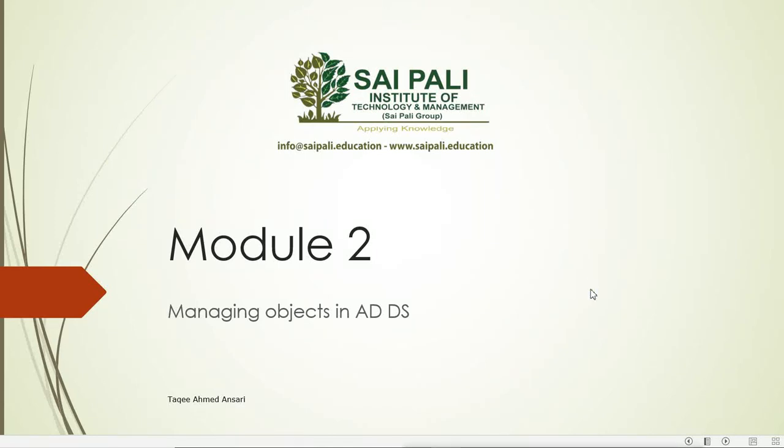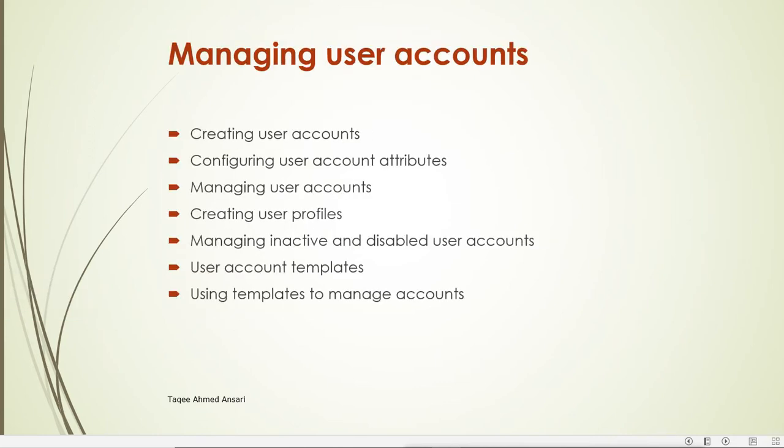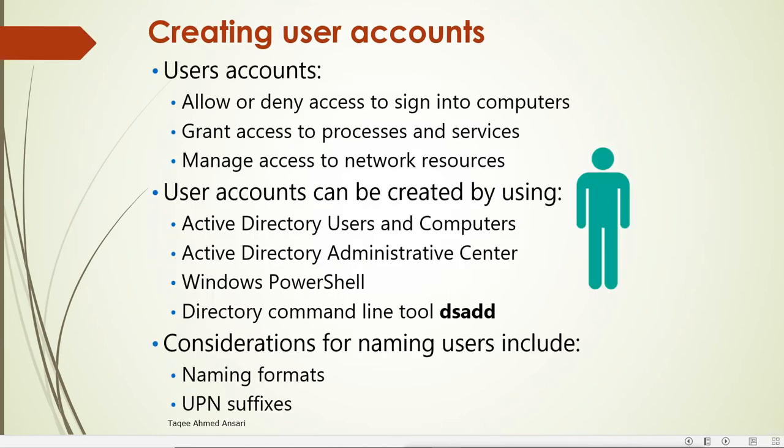Managing objects in Active Directory domain services. Objects we have in Active Directory services are user objects, computer objects, and all the other objects like shared computers and printers. So we can manage all those objects from Active Directory domain services. Now first we have users and groups.